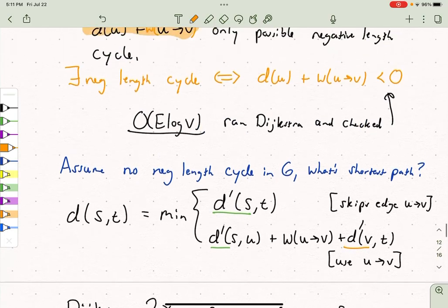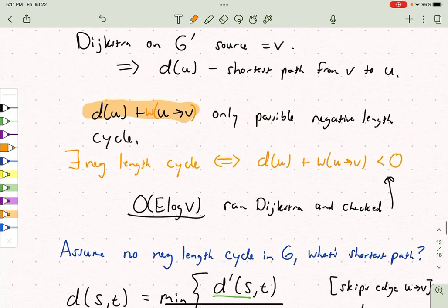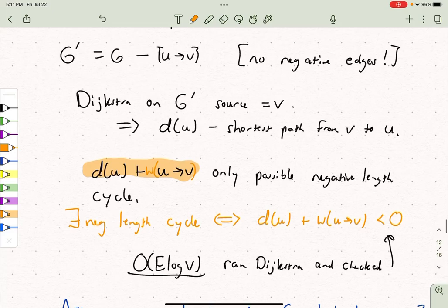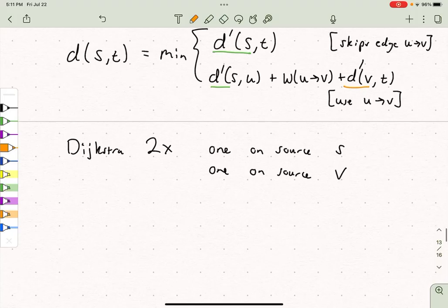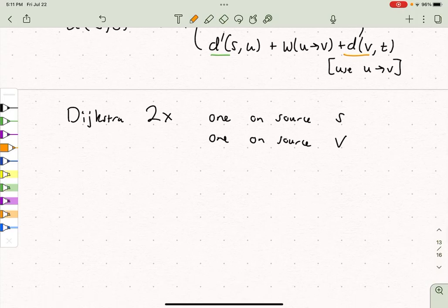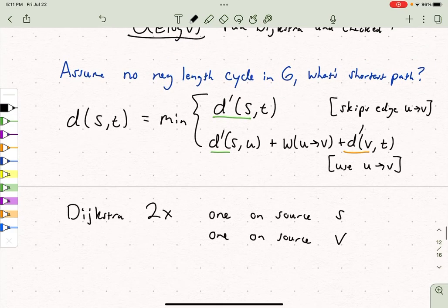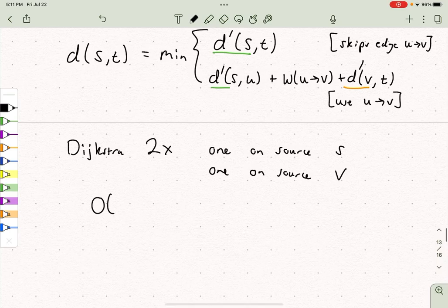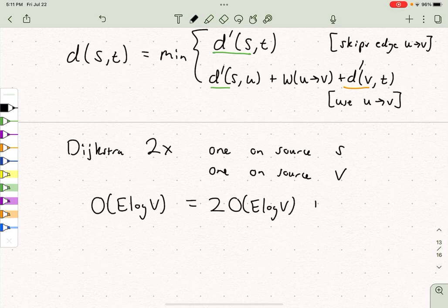And this makes sense because even to check for a negative length cycle, we had to run a shortest path starting at V to get to U. So overall, we run Dijkstra 2 times, and then we do this simple calculation, a minimum between 2 different options. So overall, that's just going to be E log V again. It's just 2 O of E log V's plus a constant to do a simple check. And that's our final running time.